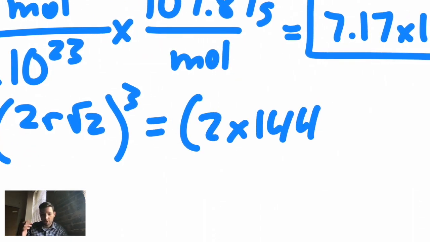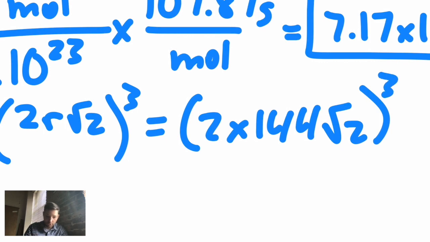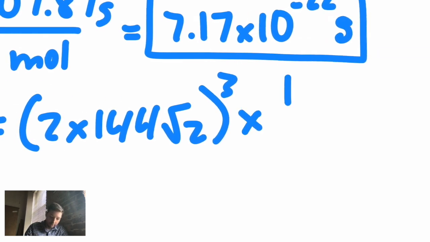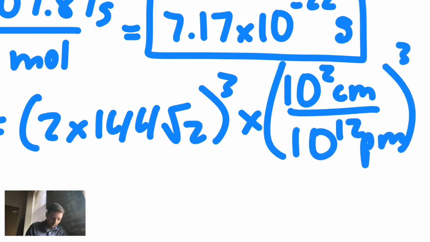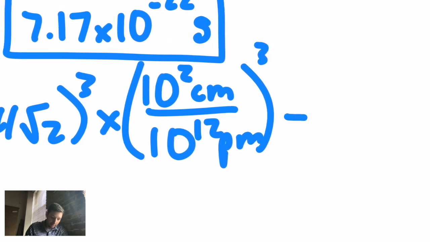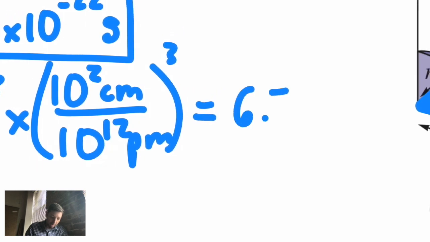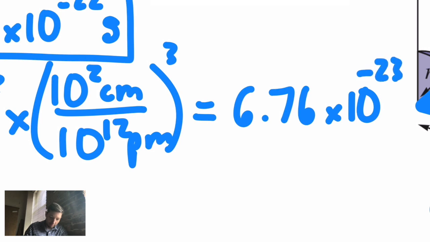Once again, that's going to be cubic picometers. So I'm going to use the same conversion I had before, 100 centimeters per 10 to the 12 picometers, and then cube the whole thing. And that gives me a volume of 6.76 times 10 to the negative 23 cubic centimeters.